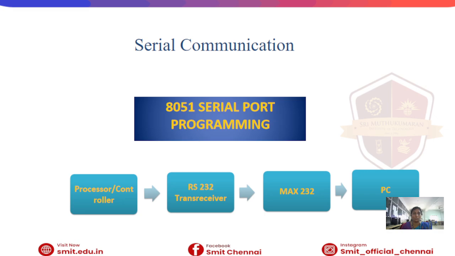Next one is the RS232. It is the serial communication standard used for the communication between the computer and devices. For the communication between the computer and the devices, we are using the RS232. Then the last one is a PC, used as a receiving or transmitting device. So the main concept is that serial communication transfers data one bit at a time between the devices. The 8051 has the inbuilt UART. What is meant by UART? It's the universal asynchronous receiver transmitter for the serial communication.